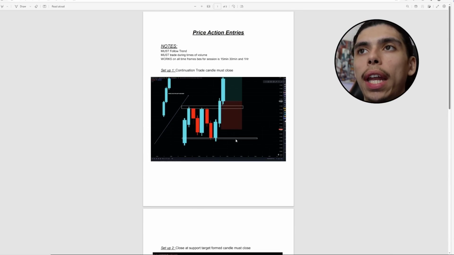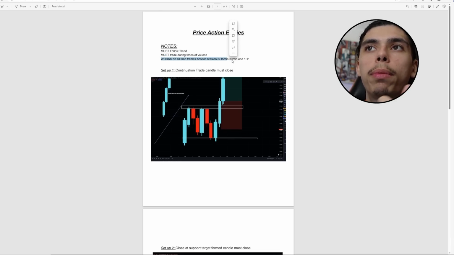Now these entries won't make sense if you don't understand 2 concepts. You need to understand LTAs, you need to understand of course markup and session bias, because you must follow the trend. Example, session bias, you must be trading during times of volume, so 1 hour before the session, during the sessions, and it works on all time frames, but 15 minute, 30 minute, 1 hour is going to be best. And you have to know what an LTA is. You need to have clean candles on the left hand side when you're taking trades.